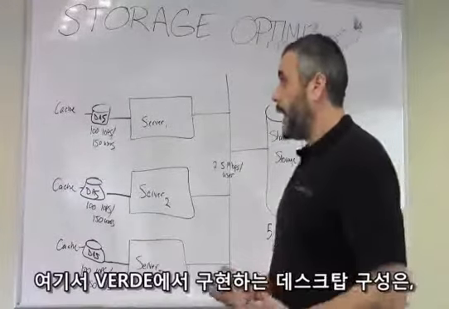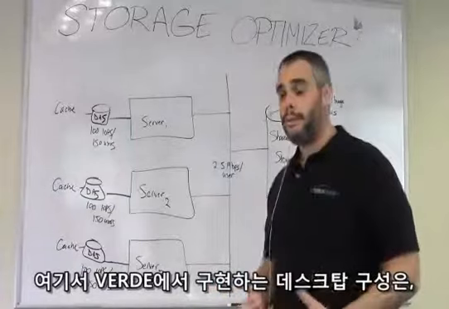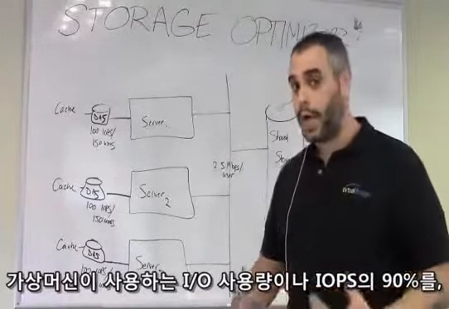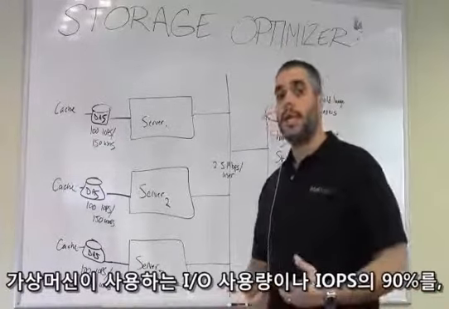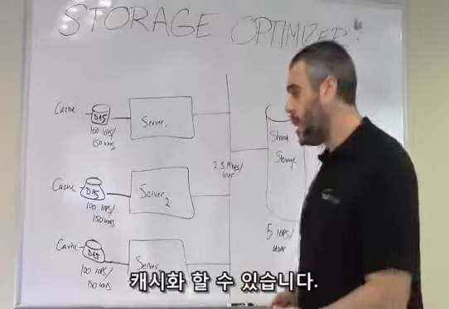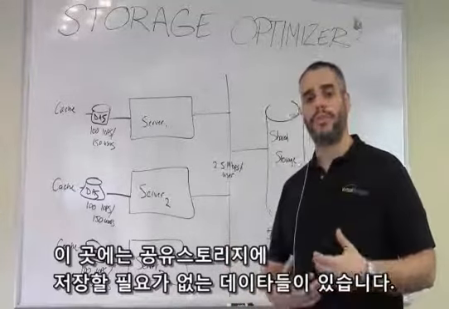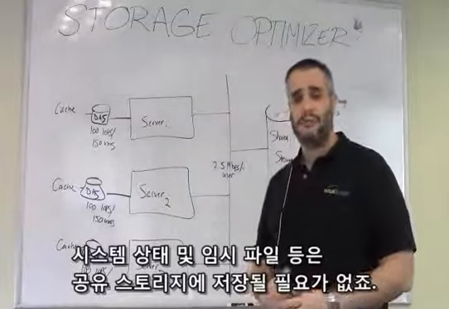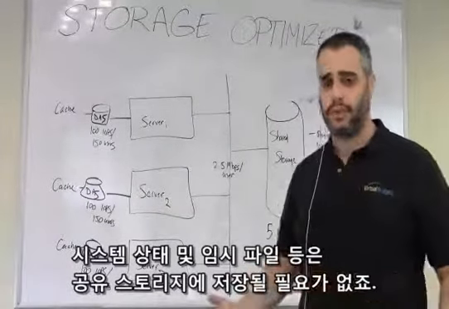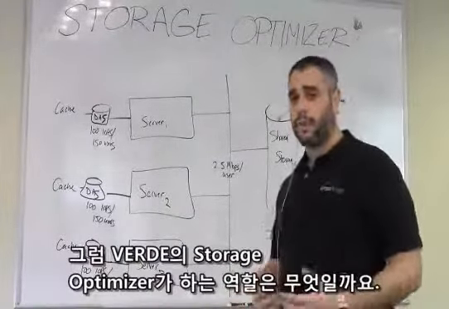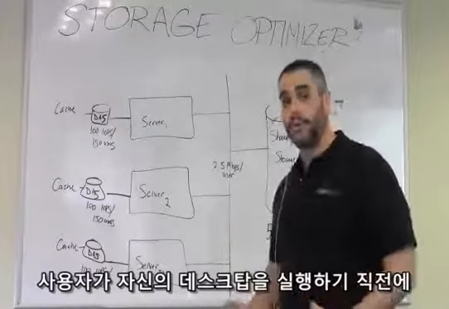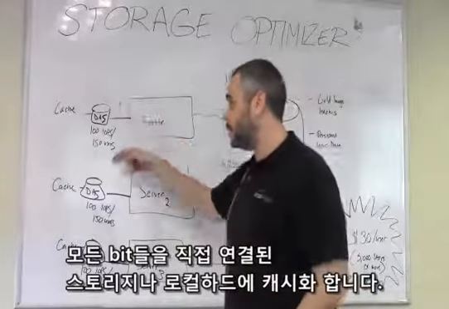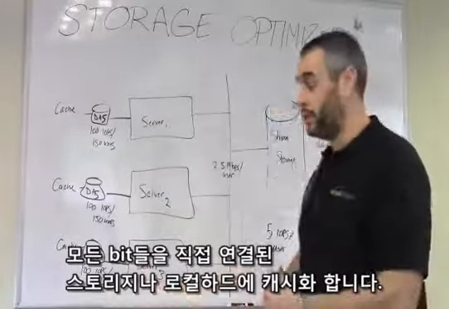Now the way that Verde actually configures virtual desktops, we can make it so that 90% of all the I/O activity, or the IOPS, that a virtual desktop uses can be cached. These are things that don't require persistent write-throughs to the shared storage. They're things like system state, transient files, etc., that have no need to go back to the shared storage. So what does Verde Storage Optimizer do? Well, it actually caches all of those bits ahead of time before users actually launch their virtual desktops onto these direct attached storage spindles or LUNs that are connected to the servers.